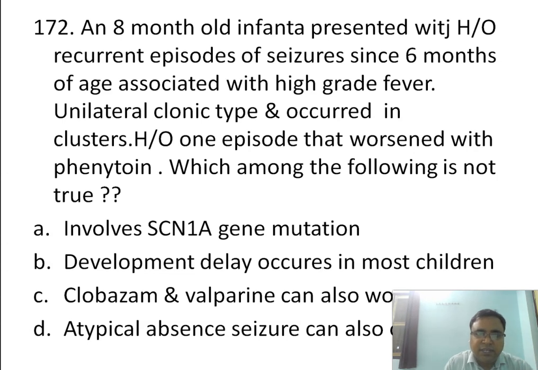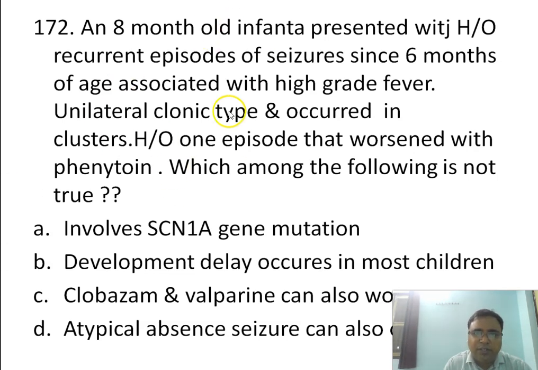Next, second question. An 8-month-old infant presented with a history of recurrent episodes of seizure since 6 months of age, associated with high-grade fever, unilateral clonic type and occurring in clusters. This is the history. And a history of one episode that worsened with phenytoin. Which among the following is not true?